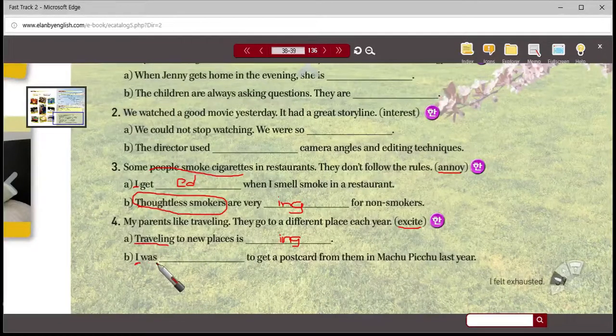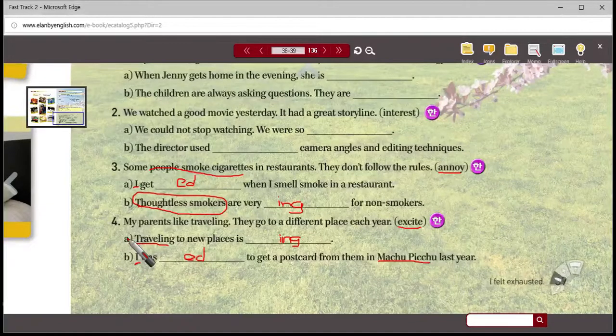Okay, I was excited to get a postcard from them in Machu Picchu last year. Okay, so they obviously went to Peru to see the sights. So I was excited to get the postcard. They, the parents, were excited to visit Machu Picchu. Okay, and the trip was very interesting, very exciting. Traveling often is exciting. It creates excitement.